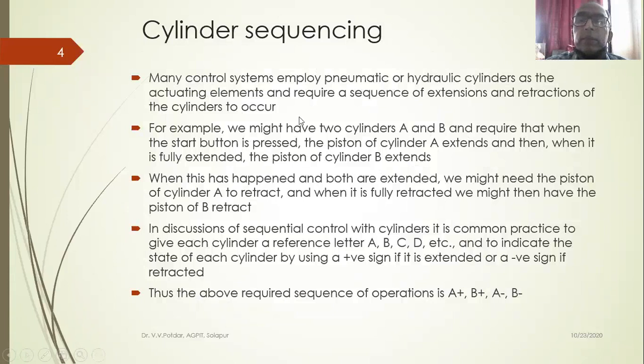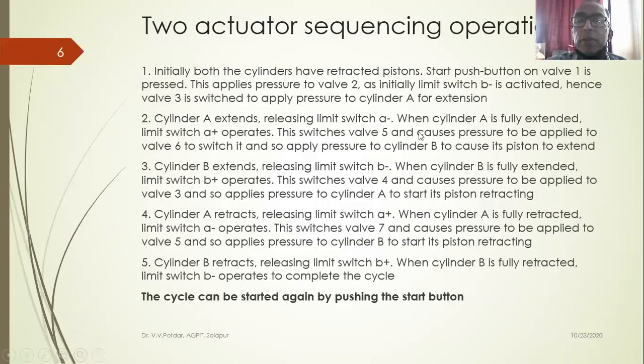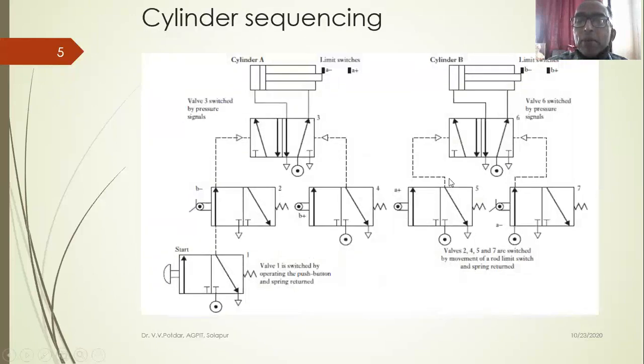Okay. So fully extended, this will actuate valve 5 and causes pressure to be applied to valve 6. When this is pushed, the pressurized fluid will enter here and it will push this directional control valve 6 this way, so that this pressure line will be aligned here and the pressure will be applied to cylinder B so that I can have forward stroke.